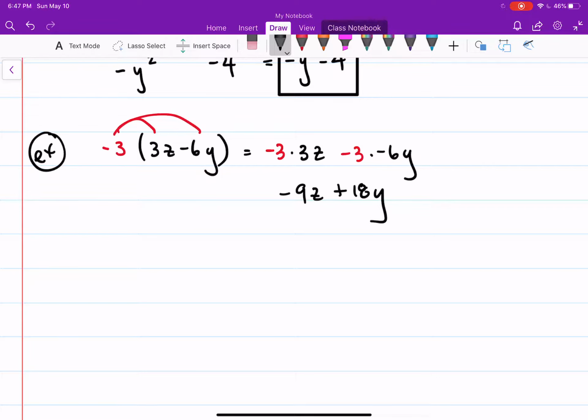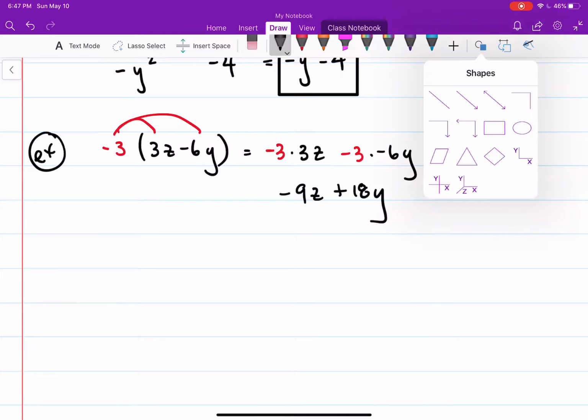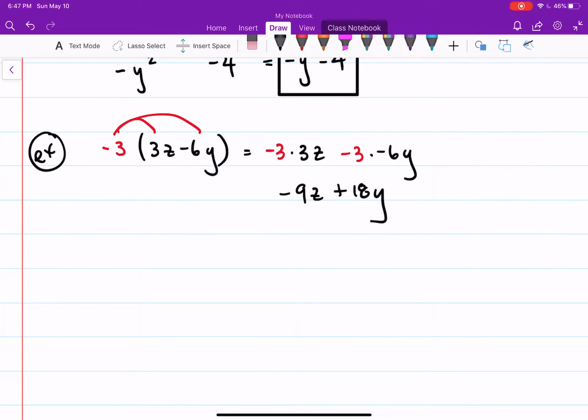Now, can I add these two things together? What'd you say? I didn't hear you. Say it again. That's right. No is the answer. You cannot combine these two because they're different bases. One's an x, one's a y and one's a z. So they're totally different. So therefore you cannot add them together.